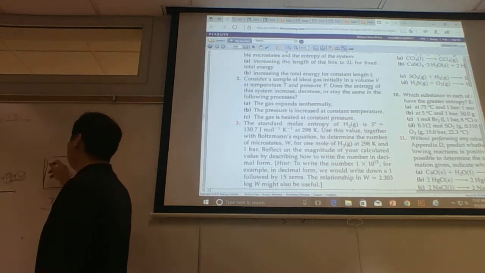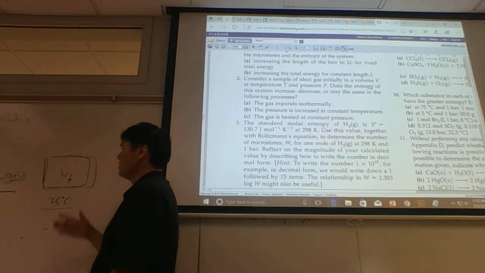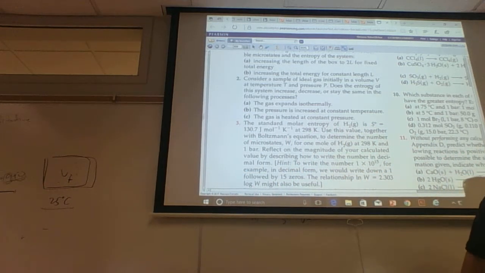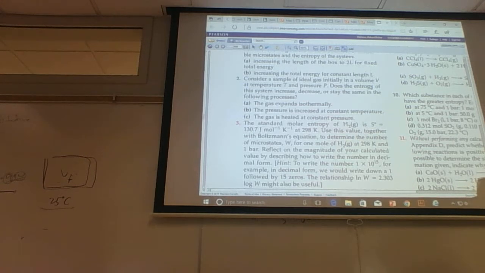If you expand the volume, there are more positions. If you double the volume, you're going to double the entropy because there's going to be twice as many positions that the gas can occupy.